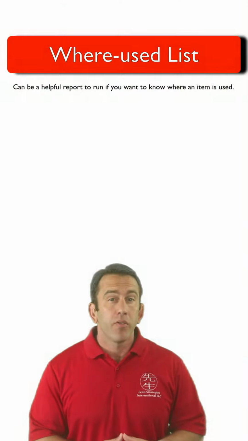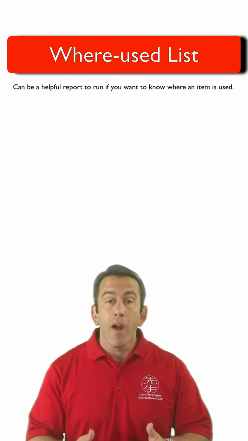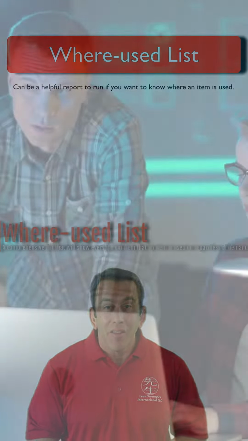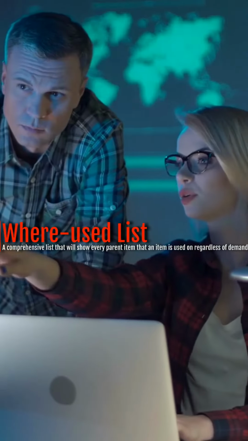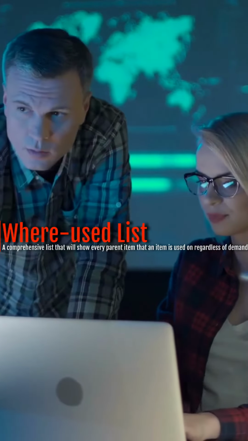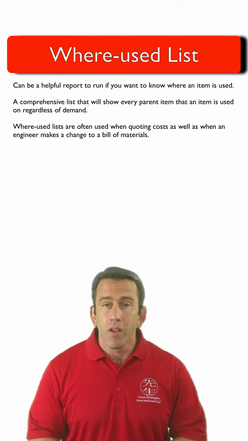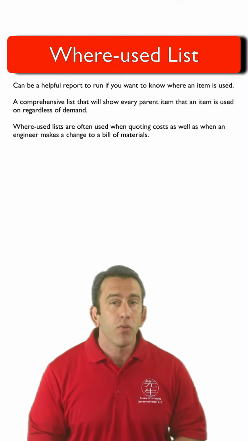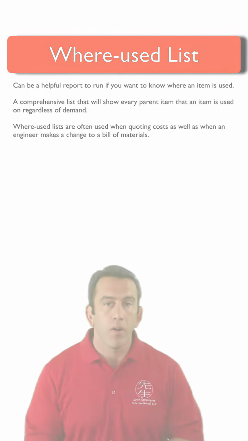The where used list can be a helpful report to run if you want to know where an item is used. This list is a comprehensive list that will show every parent item that an end item is used on, regardless of the demand. Where used lists are often used when quoting costs as well as when an engineer makes a change to a bill of materials.